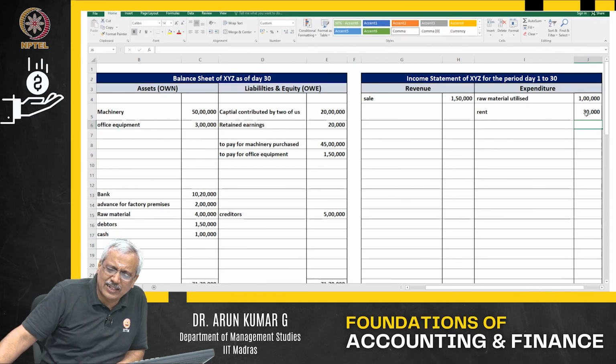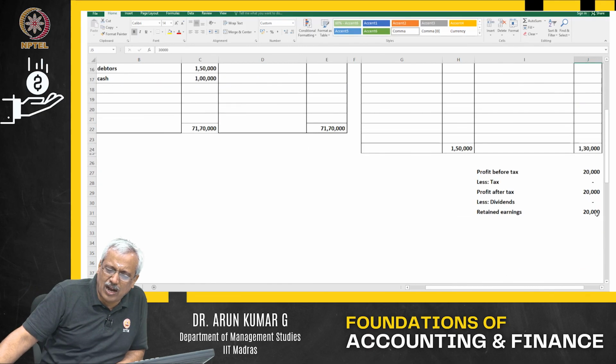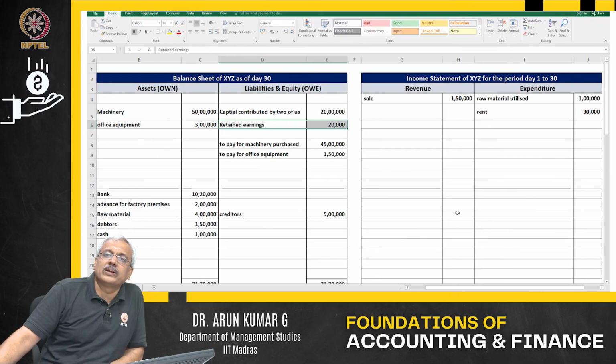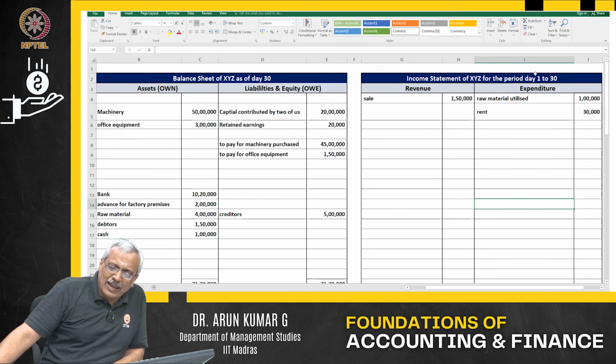Moment you have a rent of 30,000, what happens? Your profit drops. Your profit drops to 20, your retained earnings drop to 20,000 automatically in this particular case. Because when am I paying? On day 30th, enjoyed the benefits for 1 month, then I pay.